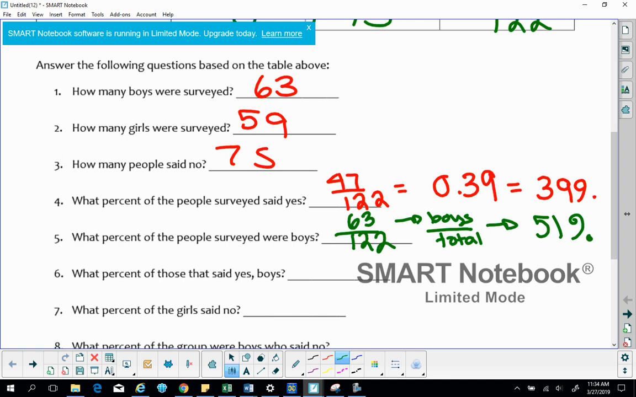What was it? 51 point, yeah. 51 point something above 5, so it would be 52%.